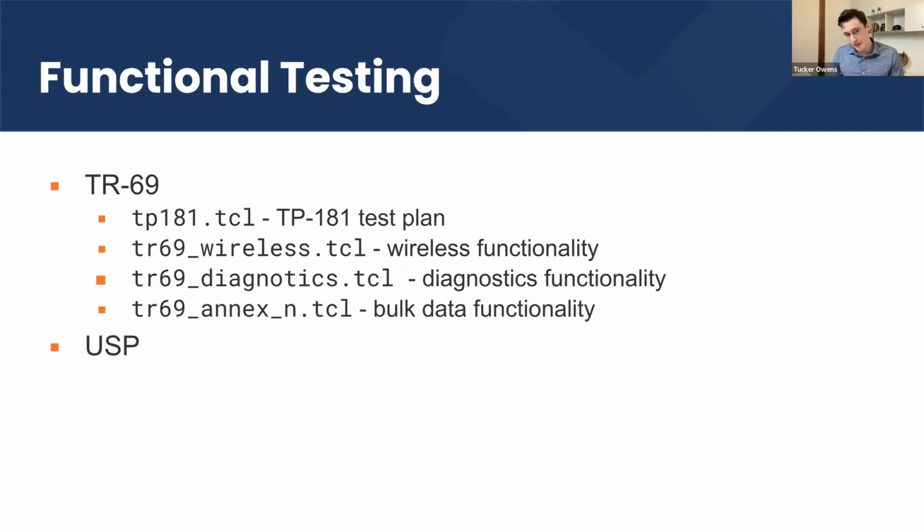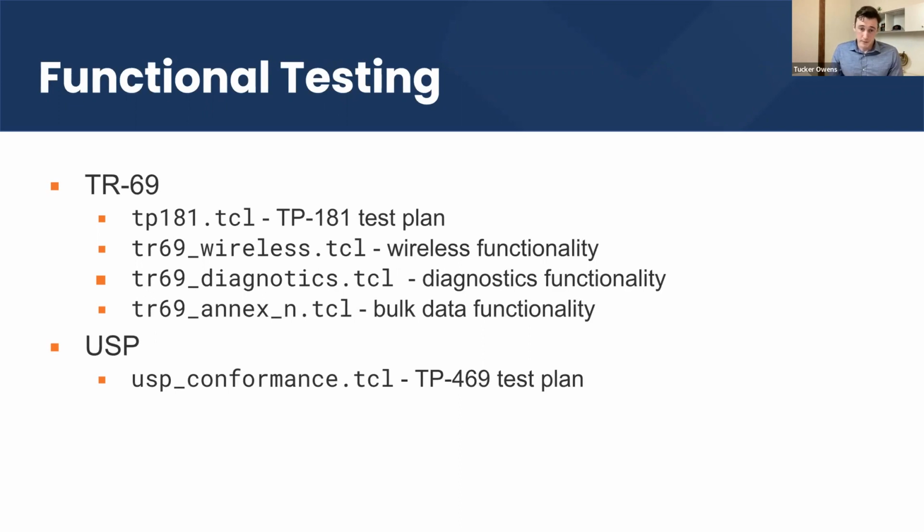On the USP side of things, it's a little bit lighter just because USP is a newer protocol. But of course, there are the USP conformance tests, which touch on more of the MTP specific and USP protocol specific components of the data model, but still lots of that functionality. There is also the bulk data functionality tests, the Annex A module, which verifies that all of that bulk data functionality, just like TR-69's Annex N, works.